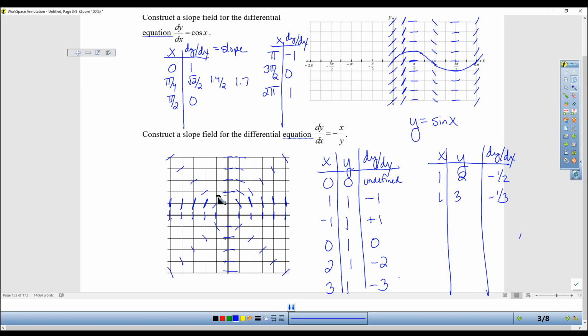I'm going to do the ones on the opposite side. So here's my +1. Now it's only +1/2, +1/3. Starting to see it yet? Okay, it's a circle. Like that.